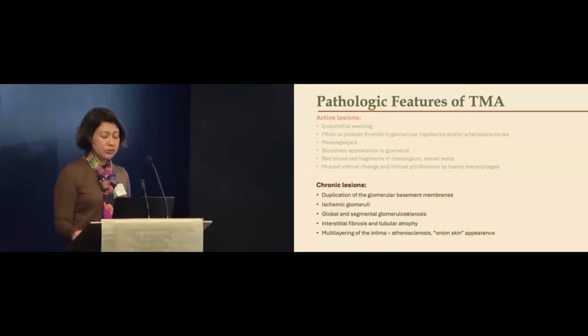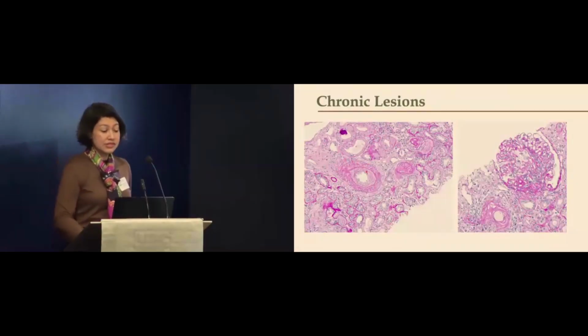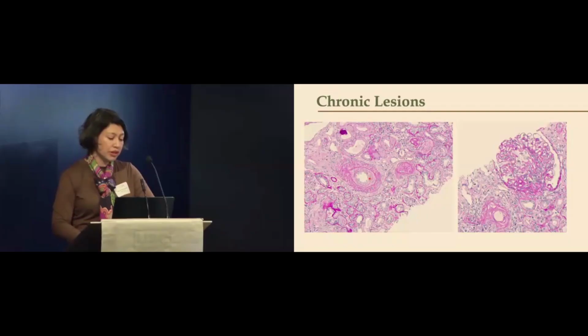And layering of the intima. So that's either in terms of atherosclerosis in the larger vessels, or in the smaller vessels, it's what's called the onion skin appearance, where there's the layers of the intima. And so this is the same lupus patient, so there were very active lesions as well as chronic, and here's a larger artery, and you can see that there is the layering of the intima. This one's more active. And then again, this is the onion skinning appearance, where you can see the multi-layers within the arterioles.